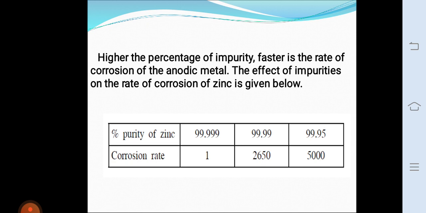Then overvoltage or overpotential. The overvoltage of a metal in the corrosive environment is inversely proportional to the corrosion rate. Then nature of surface film. The nature of the oxide film formed on the metal surface decides the extent of corrosion, which can be decided by the Pilling-Bedworth rule.